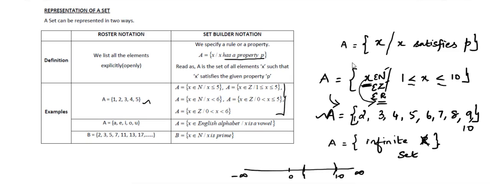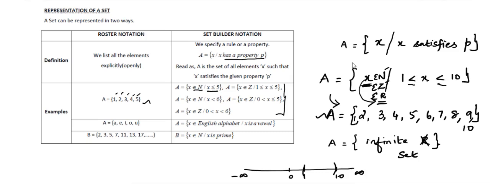See, for example, I am clearly mentioning x belongs to natural numbers. Natural number starts from 1, right? And this is the property here. What is the property? x less than or equal to 5. x less than or equal to 5 means, since natural numbers start from 1, the only option is I will start from 1, 2, 3, 4, 5. I should stop at 5. Why? Because the condition is less than or equal to 5. Why am I starting at 1? Since the natural number starts at 1.